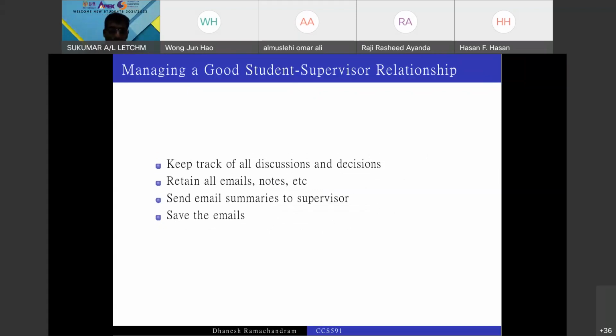And retain all emails. You can compile them in a folder. This is to safeguard yourself as well. At the end of the day, if anything happens, you can show how frequently you met your supervisor and what is missing. Send email summaries to your supervisor. Okay, normally if you have a verbal conversation, write it down. Okay, so you mentioned this. Can you check, is this what I got? Is that correct? So that his understanding and your understanding are matching.